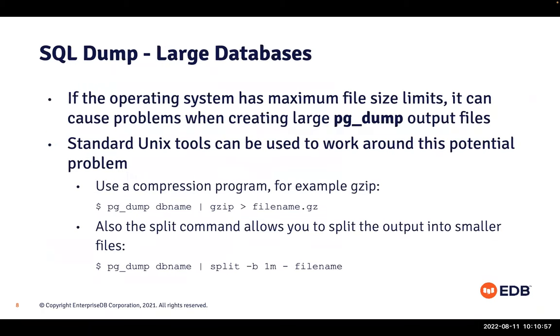For large databases, if the operating system has a maximum file size limit, you can use a compression program for zipping. So run pg_dump dbname, then redirect to gzip and give the file name, and that will provide you the compressed dump.